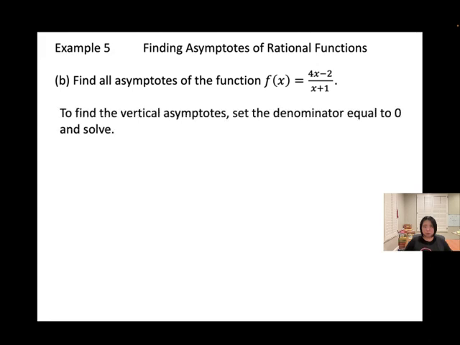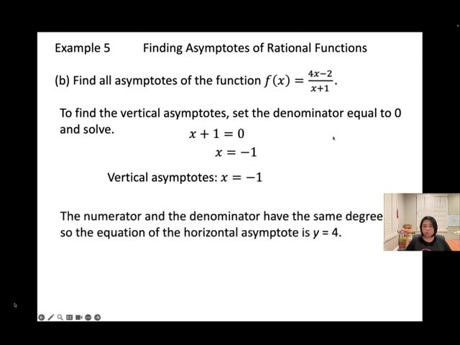So vertical asymptote, x plus 1 equal to 0. So x equal to negative 1, that will be the vertical asymptote. And then horizontal asymptote, n is equal to 1, m is also equal to 1. Okay, so n equal to m. There is a horizontal asymptote. We're going to use the coefficient of this guy, so 4 divided by the coefficient of the x, 4 over 1, which is going to be y equal to 4. Okay, y equal to 4, that will be the horizontal asymptote.